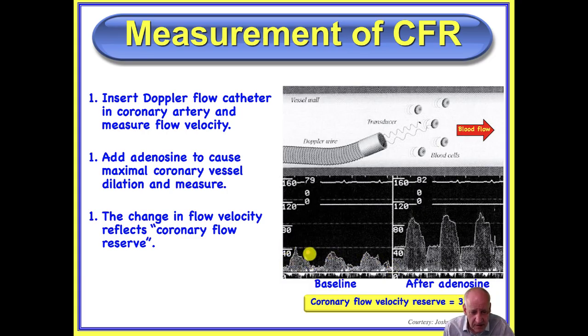Based on our previous discussion, would this surge in blood flow occur during systole or diastole? If you said diastole, you're correct. Once the baseline tracing is acquired, the cardiologist injects adenosine via the catheter at a dose that maximally dilates the coronary vessels. The adenosine-induced change in flow is taken as coronary flow reserve, and it's typically between 3 and 4.